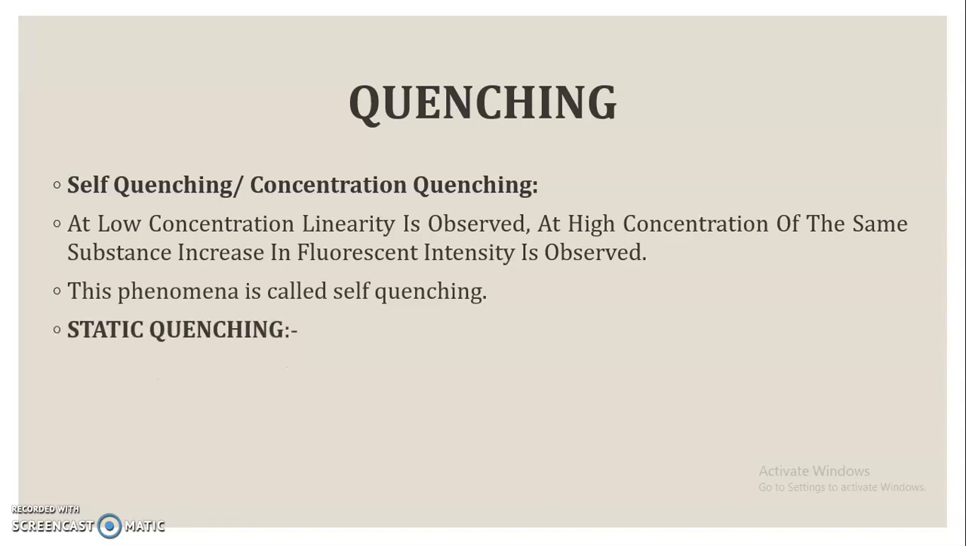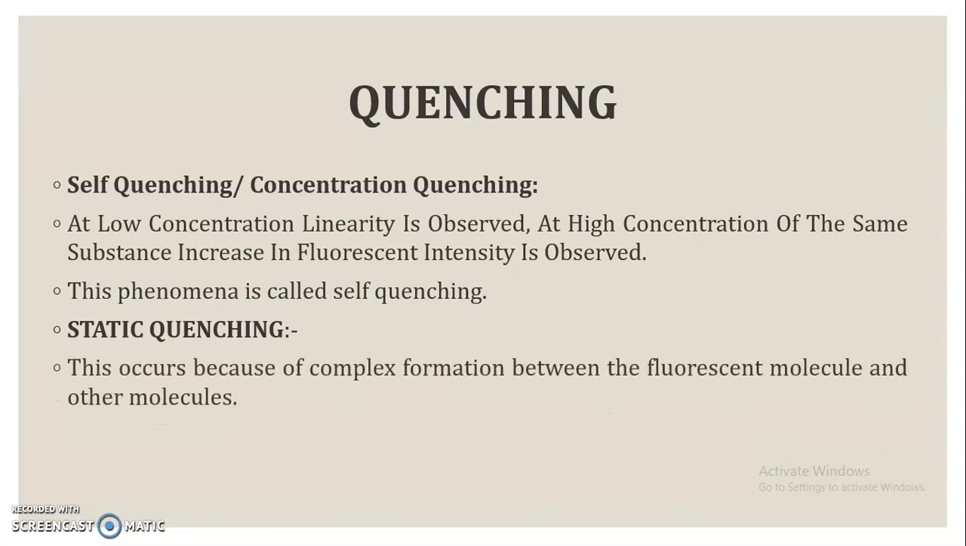Then the third type of quenching is static quenching. This occurs because of complex formation between the fluorescent molecule and another molecule. For example, caffeine reduces the fluorescence of riboflavin. Here riboflavin acts as a fluorescent molecule. Caffeine will form a complex with the riboflavin, and due to which the fluorescence of riboflavin is decreased. This type of quenching is known as static quenching.